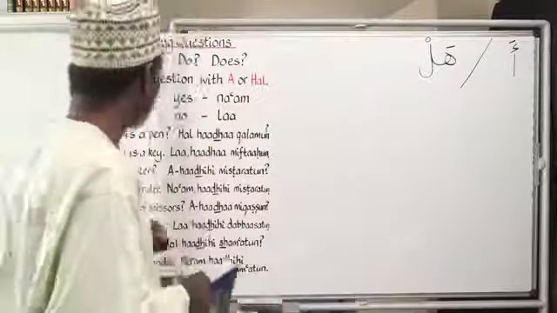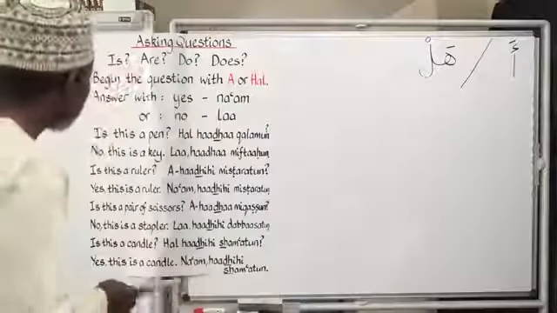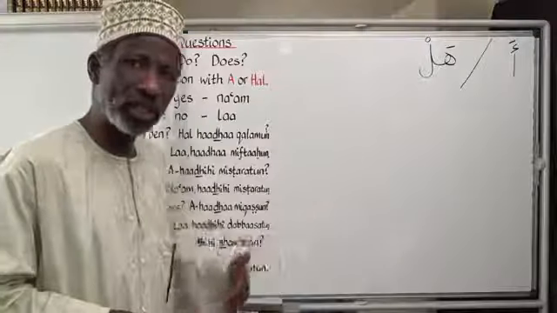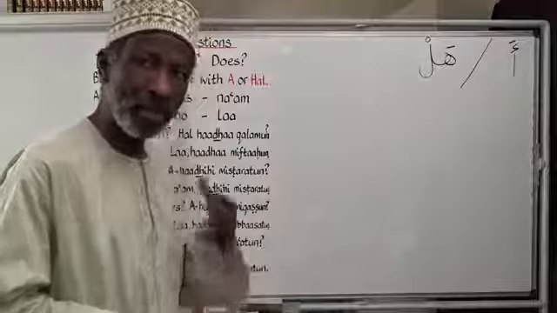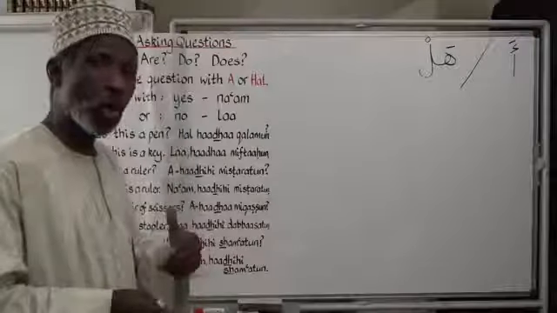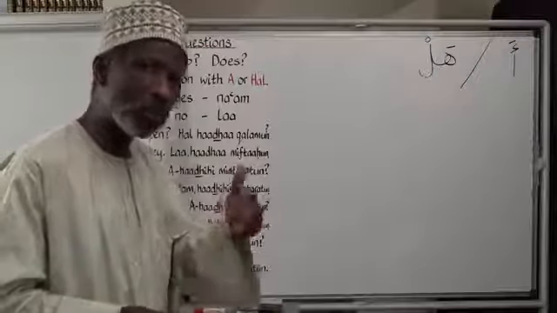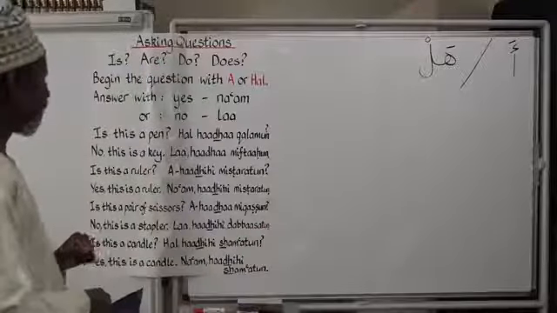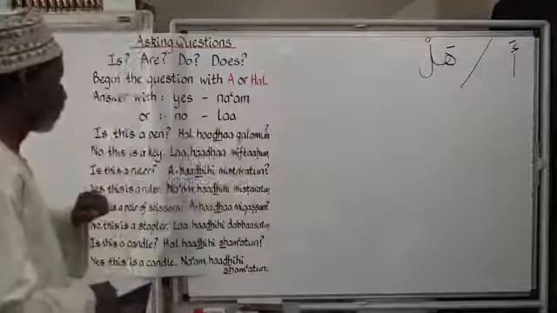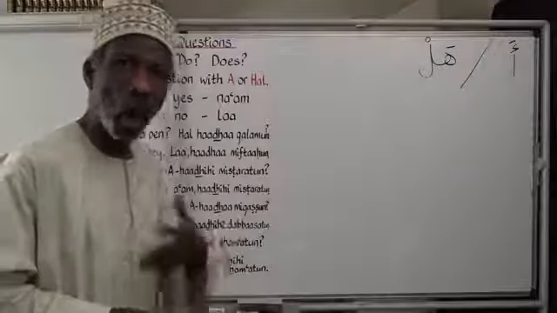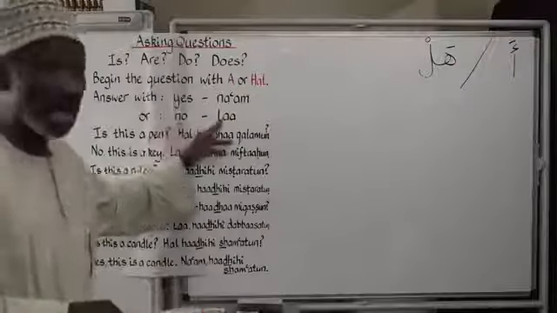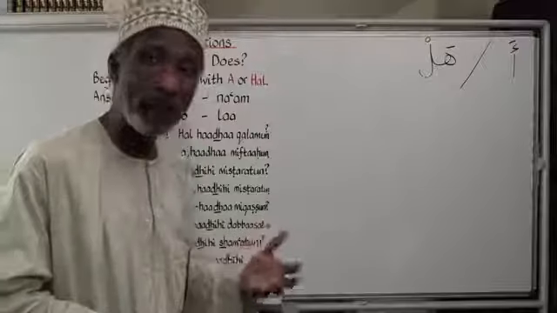Let's have a look at the board and the chart here. When you use Hamza and Hal to ask a question, they may mean is, are, do or does, depending on what you are saying. As I said before, begin the question with Hamza or Hal, and then your answer will be yes or no. No is la. Yes is na'am in Arabic.